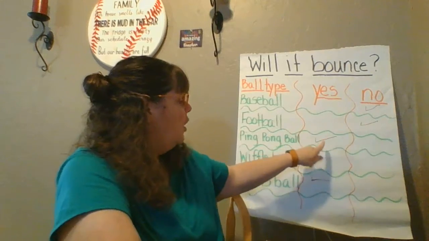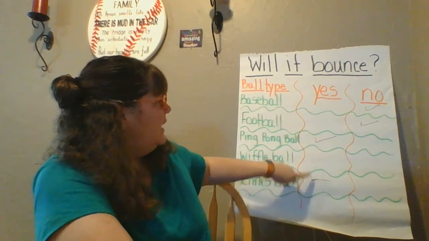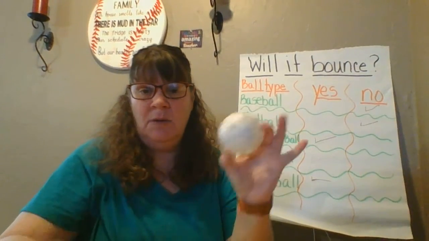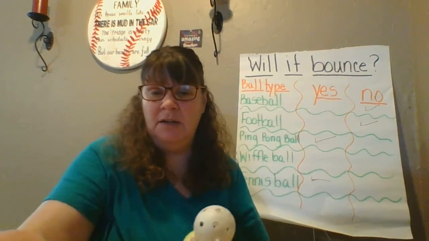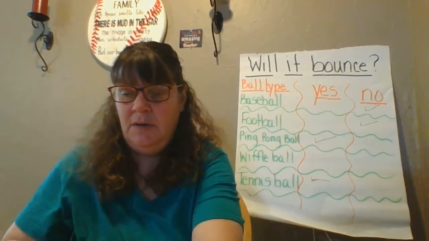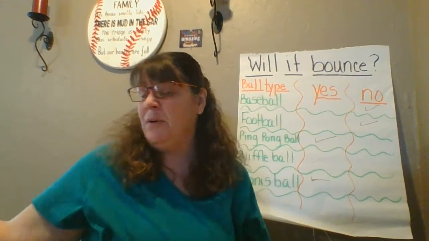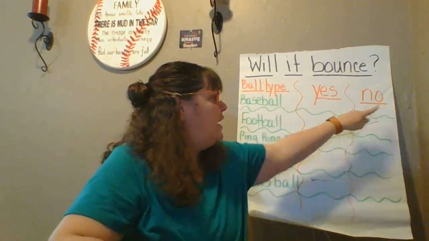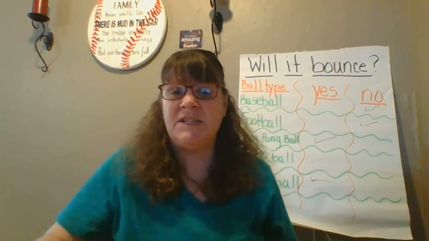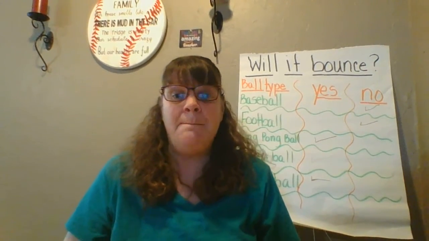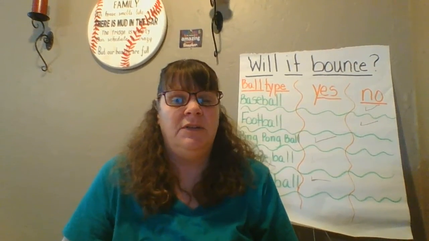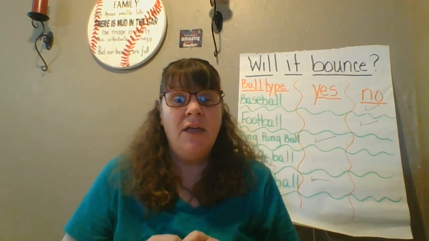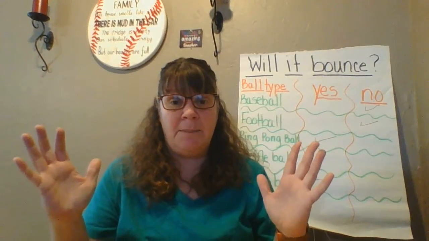So we have 1, 2, 3 for yes. So 3 of our balls bounced: our wiffle ball, our tennis ball, and our ping pong ball. And our football, remember my baseball rolled off of my table so I can't grab it, didn't bounce. So that was 2. Which one was the smaller number? That bounced or didn't bounce? You can share with your families. You're right, that didn't bounce. So that makes the ones that bounced the bigger number.